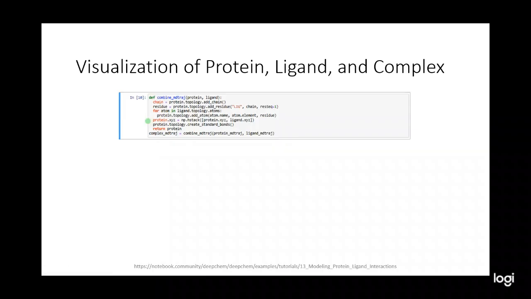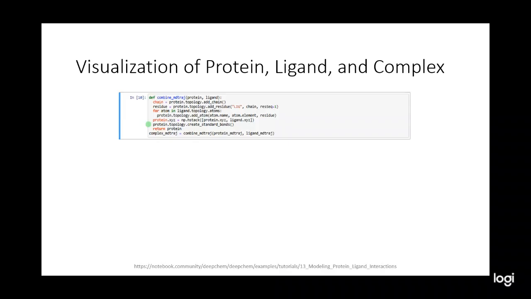By assigning this concatenated array to protein.xyz, we combine the Cartesian coordinates of both protein and the ligand into a single array. This array now represents the coordinates of the entire protein-ligand complex.